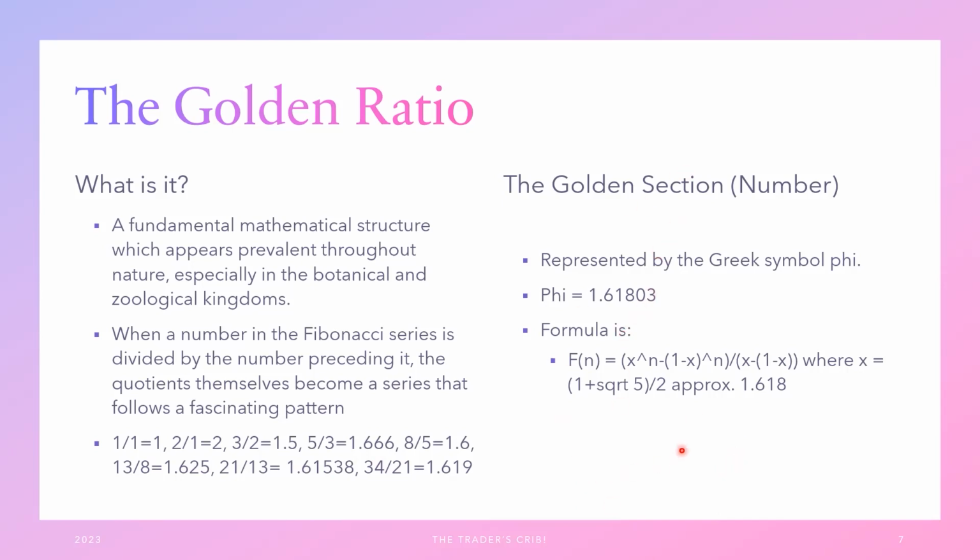So the golden section number is represented by the Greek symbol phi, and it is 1.618. And this is the formula. Does it matter? No. But for the math nerds who may be curious and want to know, here it is.